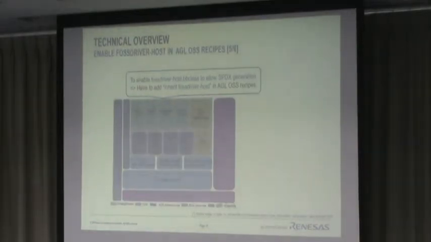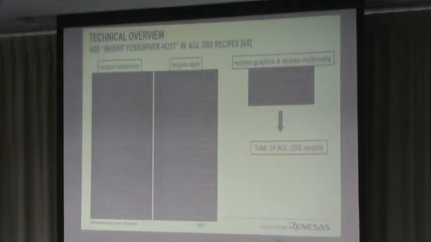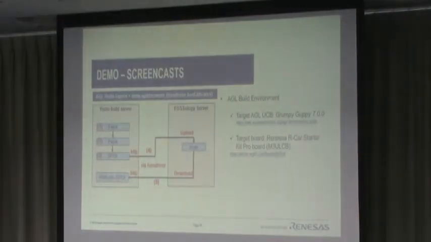So this is my procedure to enable the FOSSology hook in the AGL open source recipes, and I will add the inherit FOSSology driver hook in the AGL open source recipe. You can see that I already found and added the inherit of the FOSSology hook in the OS recipes, maybe the total is 54, and then I will run bitbake to generate an SPDX file. About the demo and screencast, I will show you in my next chapter.